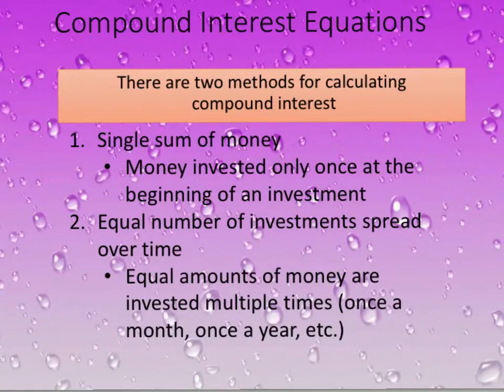So let's say you're going to take $1,000 and invest it 4 times a year, or 3 times a year, or twice a year, or once a year, or you can do it every month of the year. We're going to look at examples of mostly number 2, but you'll definitely want to keep in mind number 1 as well, and we'll look at one example of number 1.